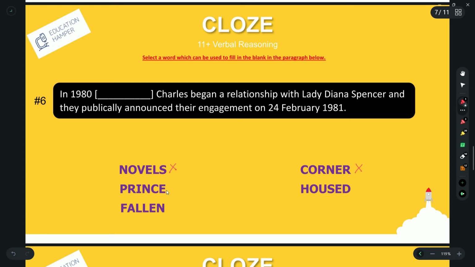In 1980, Prince Charles began a relationship with Lady Diana Spencer. So that seems to fit the fact that he has a title, and the fact that they publicly announced means that he's probably someone special to the public, and in this case, he's royalty. So that seems to fit the context of the sentence. "Housed" and "fit" again don't fit the context, and "fallen" doesn't fit either. It doesn't feel like the first name or a title of anyone. So the answer here is Prince.